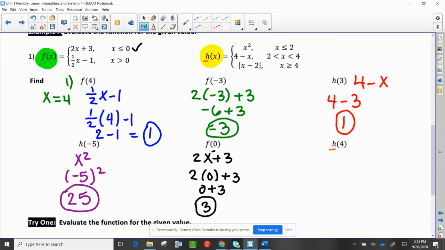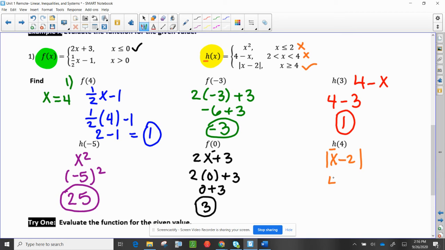So look at the restrictions. Is 4 less than or equal to 0? No, right? Is 4 between 2 and 4? Well, technically, yes, but this is just saying strictly less than 4. But 4 is equal to 4, so it's not going to work in that one. So it's going to fit into this last restriction here where it says x is greater than or equal to 4. So that's the function we're going to use. We're going to use the absolute value of x minus 2.